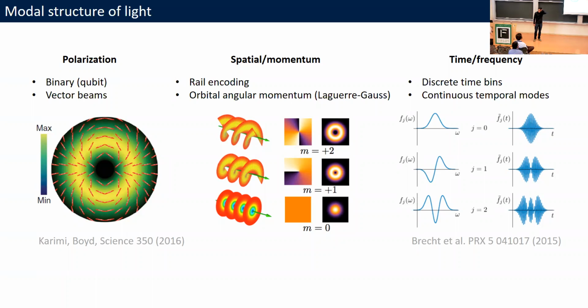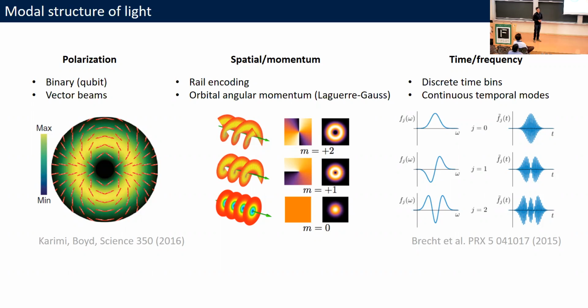So by modal structure of light, I'm really just talking about the shape that a beam of light has in its different degrees of freedom. So of course, these are the polarization, space, momentum, and time and frequency degrees of freedom. And in general, the beam can have both an amplitude and a phase in all three of these degrees of freedom. And this gives quite a large space that physicists and engineers have been using to encode information both in classical light and in quantum light.